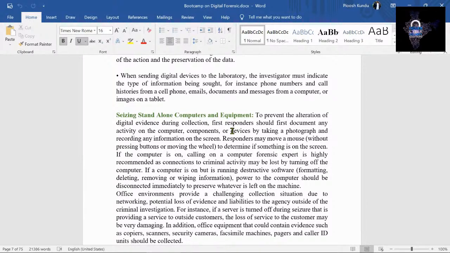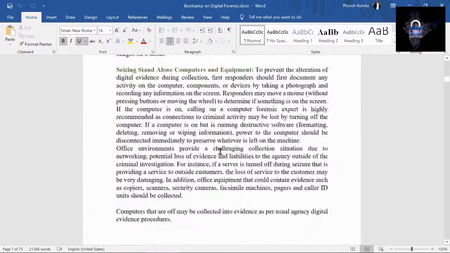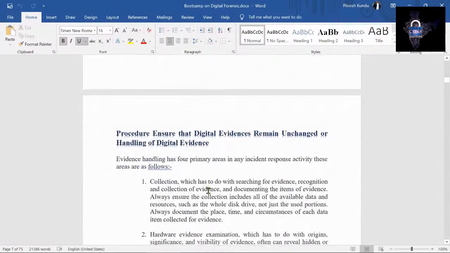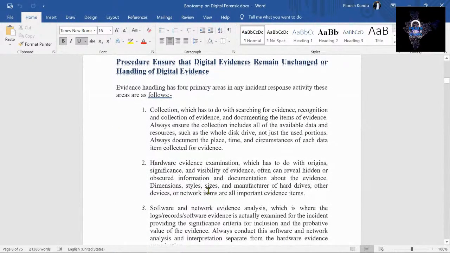In addition, office equipment that could contain evidence, such as copiers, scanners, security cameras, facsimile machines, pagers, and caller ID units, should be collected. The computers that are off are collected into evidence as per the usual agency digital evidence procedure. And the procedure ensures the digital evidence remains unchanged during the handling of the digital evidence.